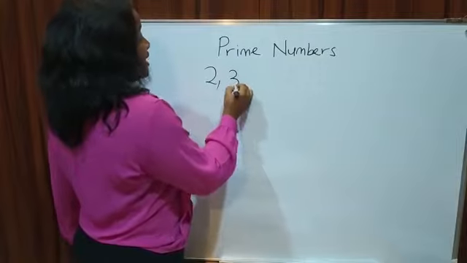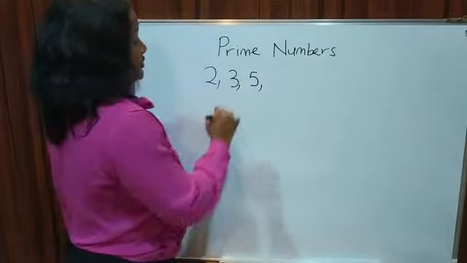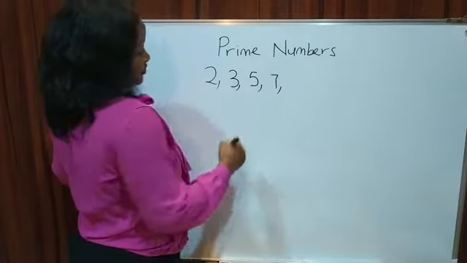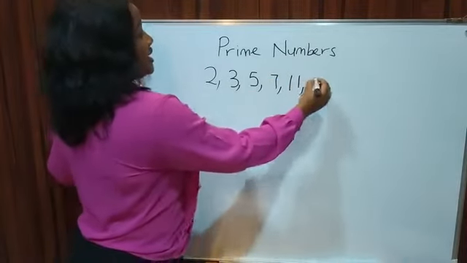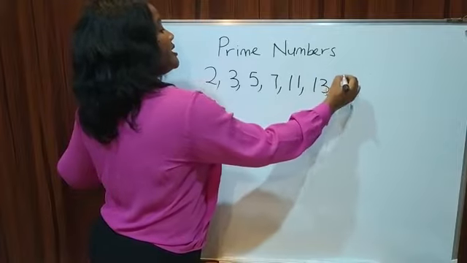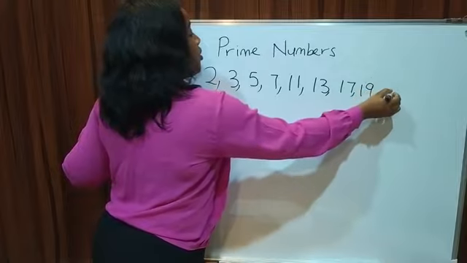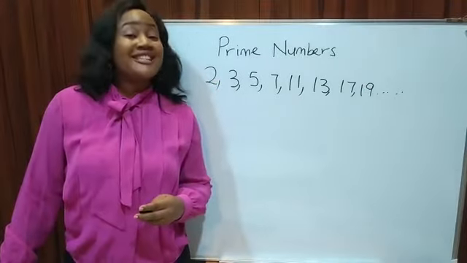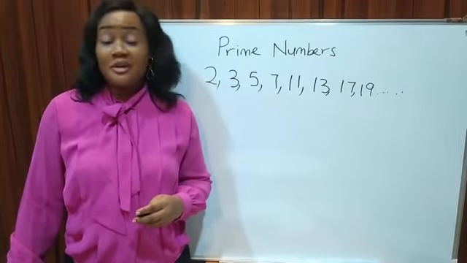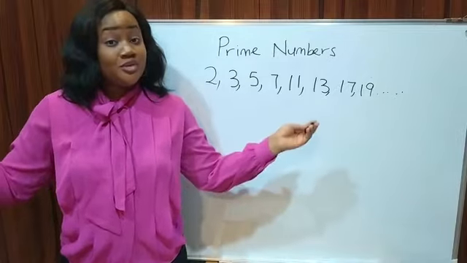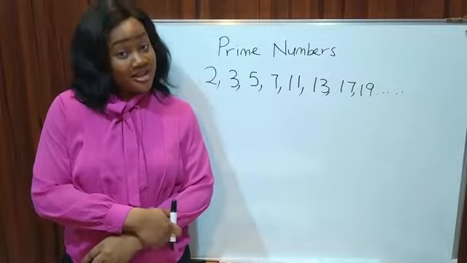They are 2, 3, 5, 7, 8 is not, 9, no, 11, 13, 17, 19, and so on. Fun fact: 2 is the only even prime number we have. Yeah, just 2. Other even numbers have 2 as a factor.